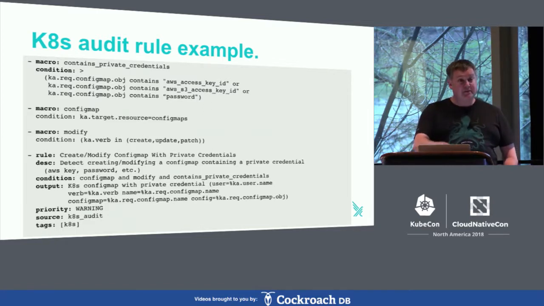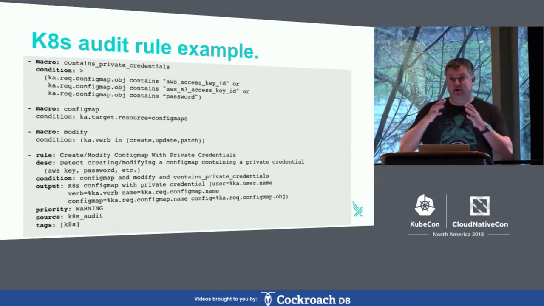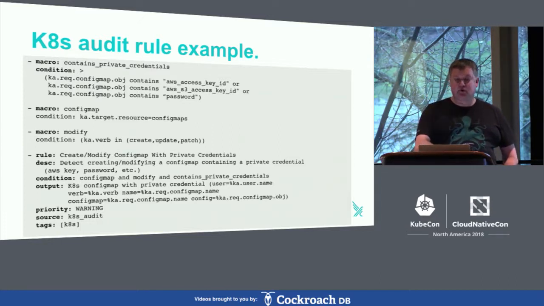The next macro is config map, and we're saying k.target.resource. It's saying the thing that you're acting on is a config map. We have a macro called modify, which looks at the verb and says, is it create or update or patch? So is it some modification type thing to the config map?